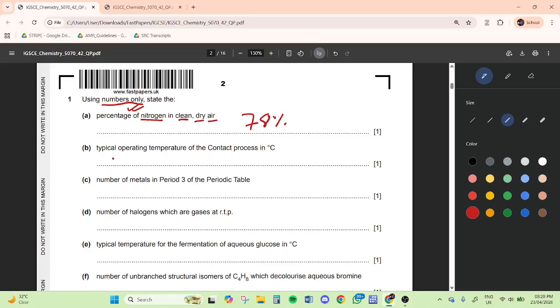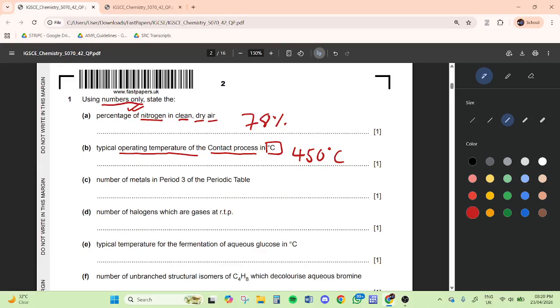Next, another very straightforward question. What is the typical operating temperature of the contact process in degrees Celsius? Again, the conditions are pretty much known for you all. So this is going to be 450 degrees Celsius. You don't have to put degrees Celsius. They've already told you that it's in degrees Celsius. But again, if you put it, you don't lose marks, and if you don't, completely fine as well.